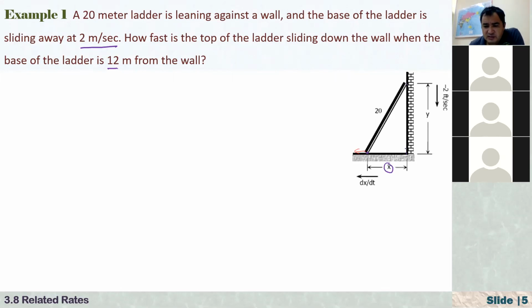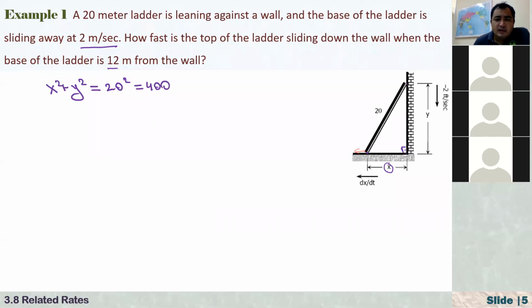So as you see here, since we suppose that the wall is 90 degrees to the ground, it forms a right angle triangle. So from here, I can write this equation. Here we have X squared plus Y squared is equal to 20 squared. Simply, that's equal to 400, right?